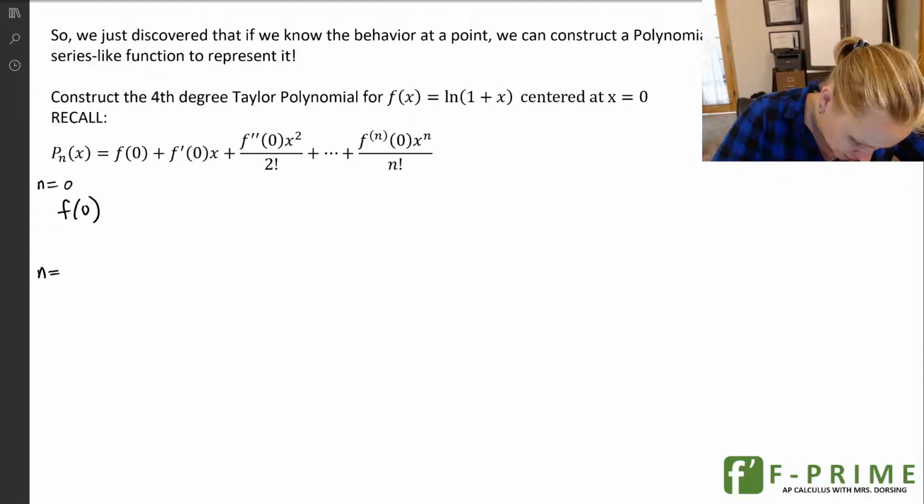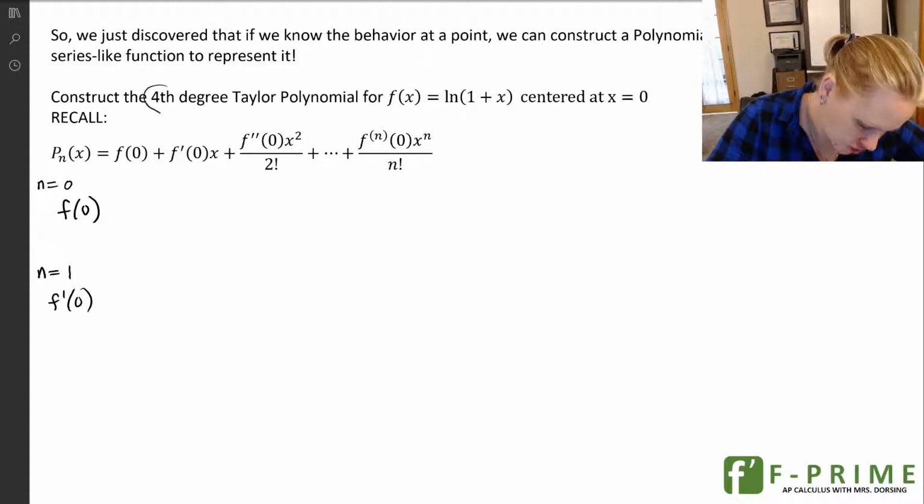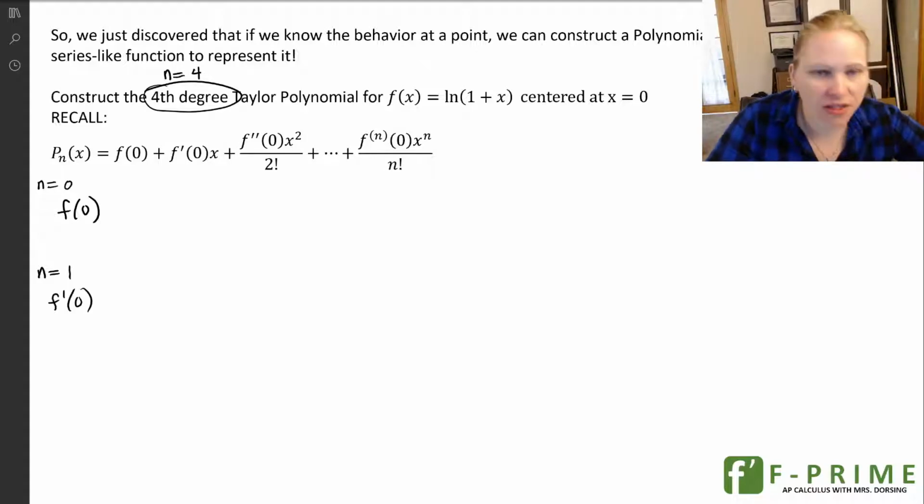I need to know my first derivative. We're going to call this n equals 1, so this is f prime of 0. And then I need to know all the way up through 4th degree. 4th degree means you're going to go up through n equals 4. That means it's the highest power in your polynomial.